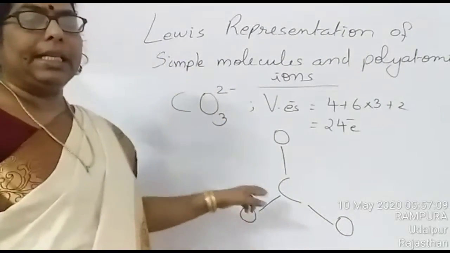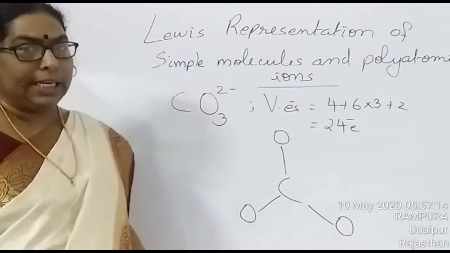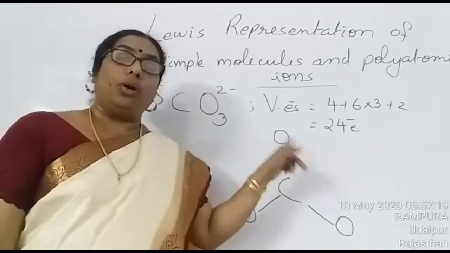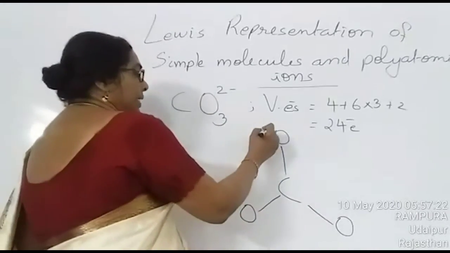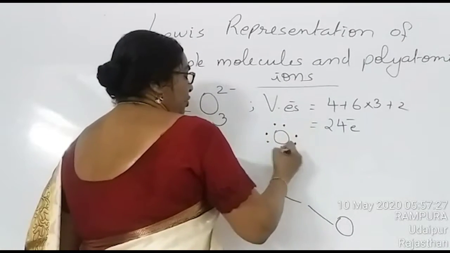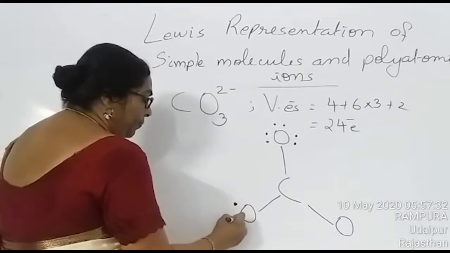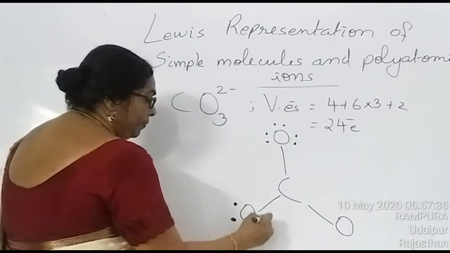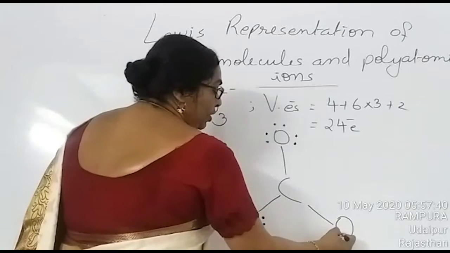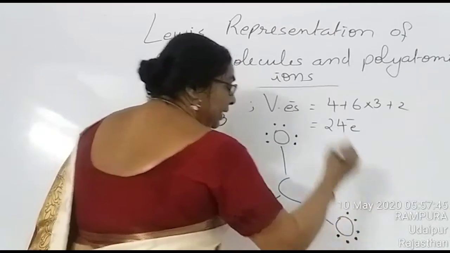After arranging the atoms, you are supposed to join the other atoms to the central atom with the help of single bonds and then satisfy the valency, that is the 8 electrons, the octet of every atom. So let us satisfy: 2, 4, 6 plus 2. The first oxygen atom is stable. For the second one again you consider 2, 4, 6 plus 2, again 8, that is also stable. The third oxygen atom 2, 4, 6, the third is also stable.